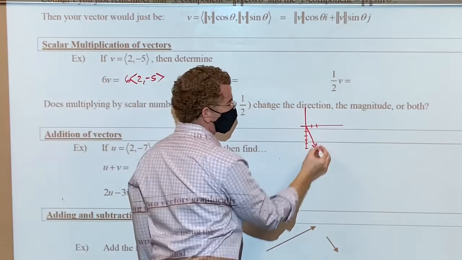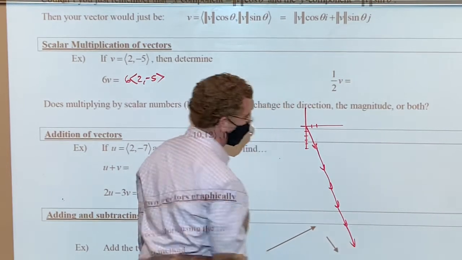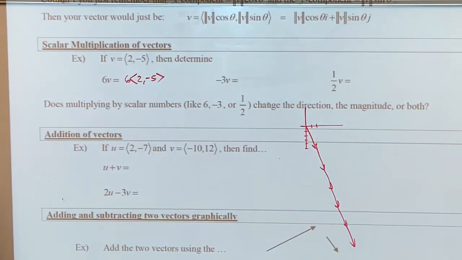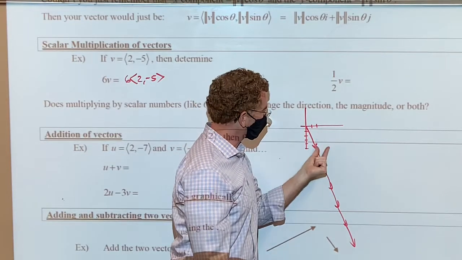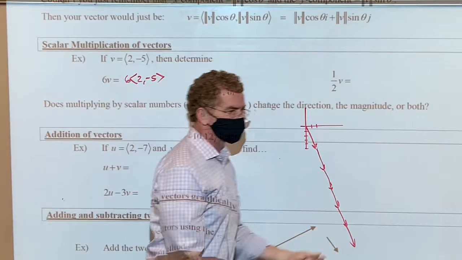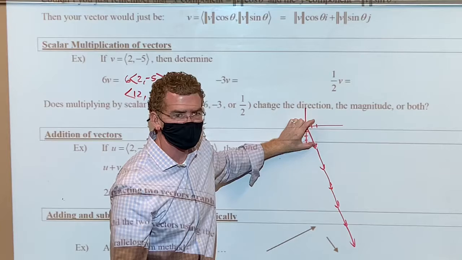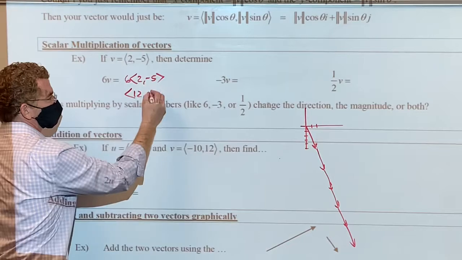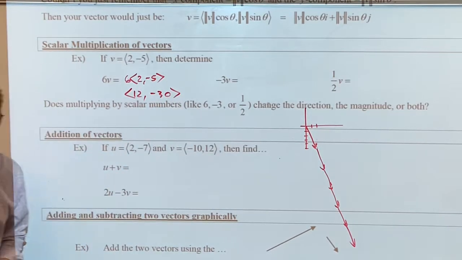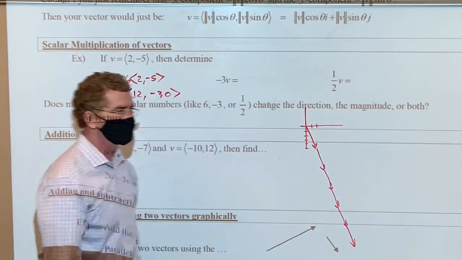I'm going to have to go 2, negative 5, 2, negative 5, 2, negative 5, and so on, six times. Well, guess what the net result of that is? Instead of going over 2 once, I'm going over 2 six times, or 12. Instead of going down 5 once, I'm going down 5 six times. But it's not really rocket science. I'm just distributing the 6 in. So now I have a big giant vector that is not 2, negative 5, it's over 12, down 30.